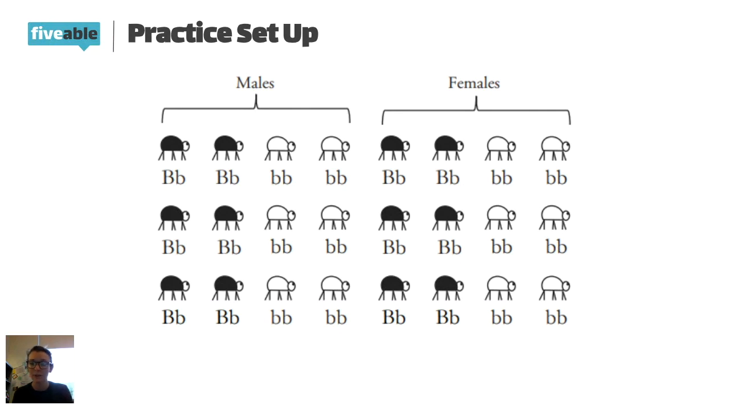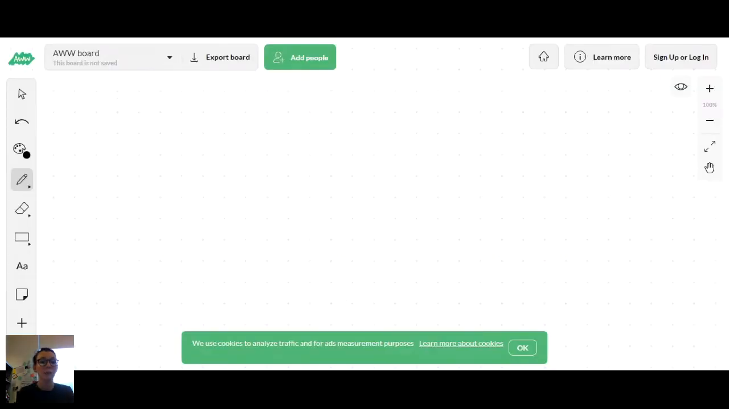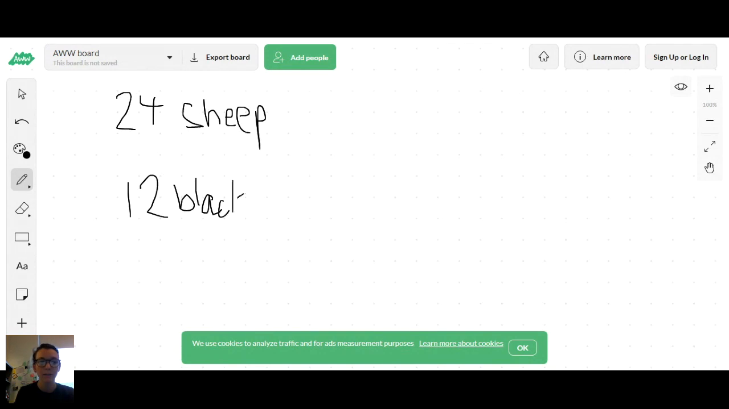So I'm going to flip to a screen really quick. Remember you have this PowerPoint that you can pull up on another screen if you want to follow along with that. I'm going to pull up a whiteboard screen very quickly here. So to show you, we have 24 sheep in that example. Sorry, you have to bear with me. Okay, we have 24 sheep in that population. We have 12 black sheep, 12 white sheep.